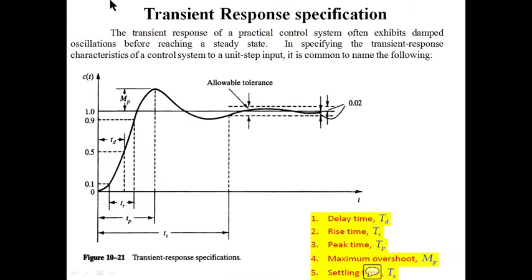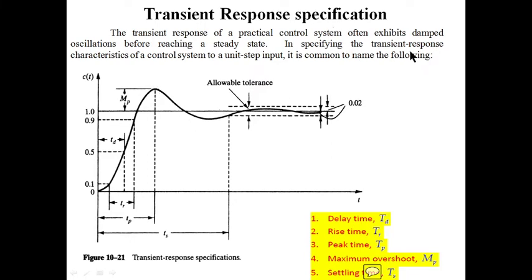Now this is an important concept asked many times in the examination: transient response specification. The transient response of a practical control system often exhibits a damped oscillation before reaching a steady state. Here you can see it is a damped oscillation response.